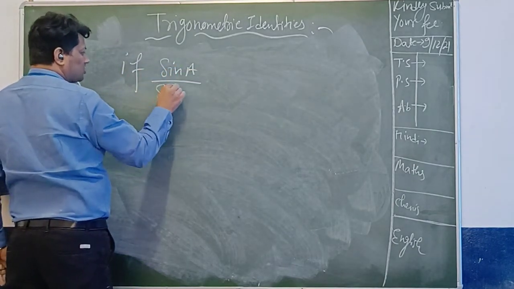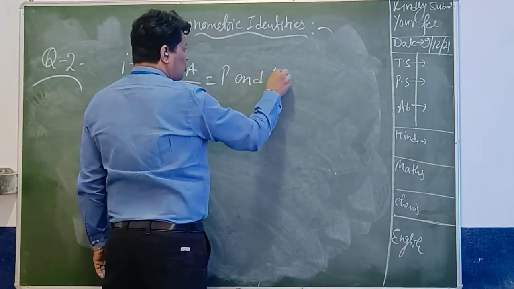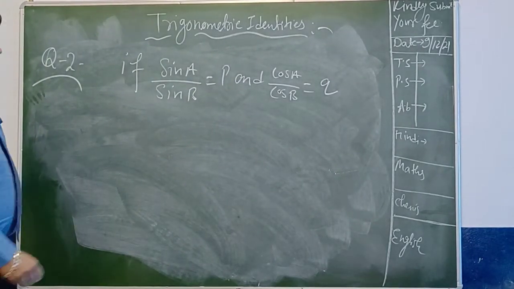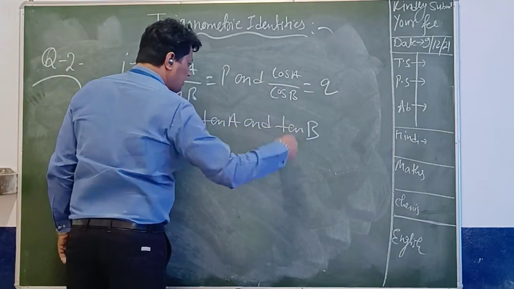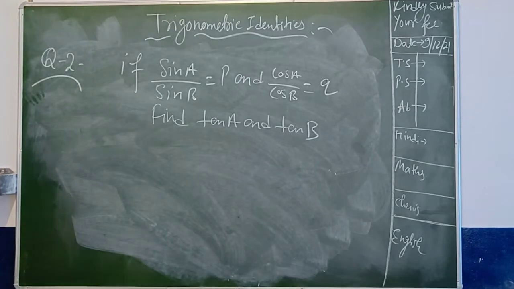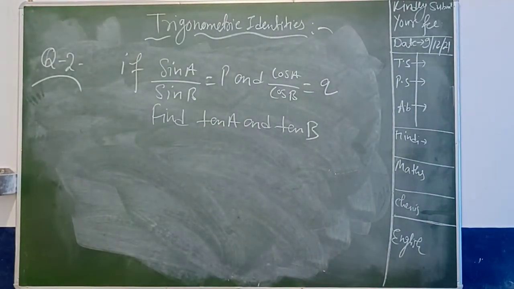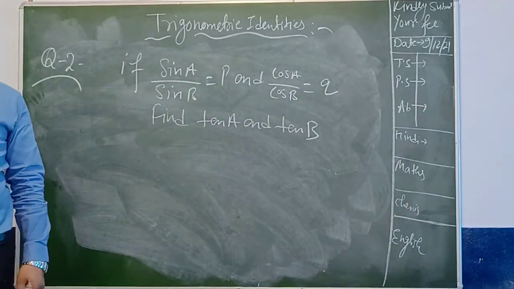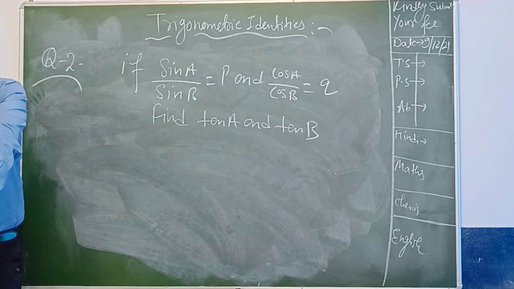If sin A upon sin B equal to P and cos A upon cos B equal to Q, find A and B. Here sin A upon sin B equals P and cos A upon cos B equals Q. Find tan A and tan B.